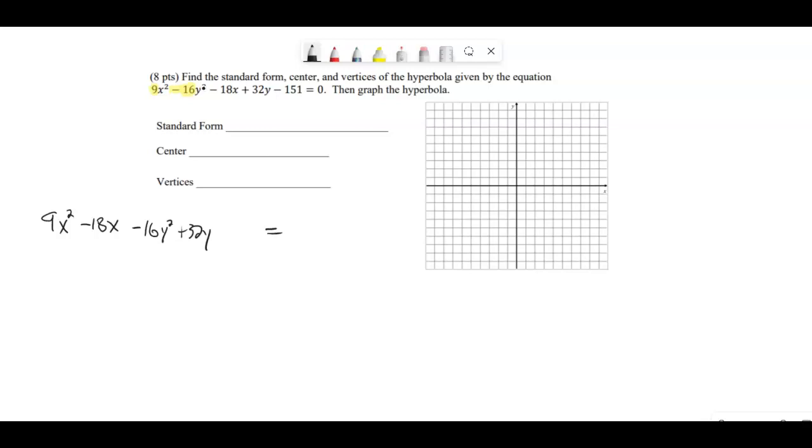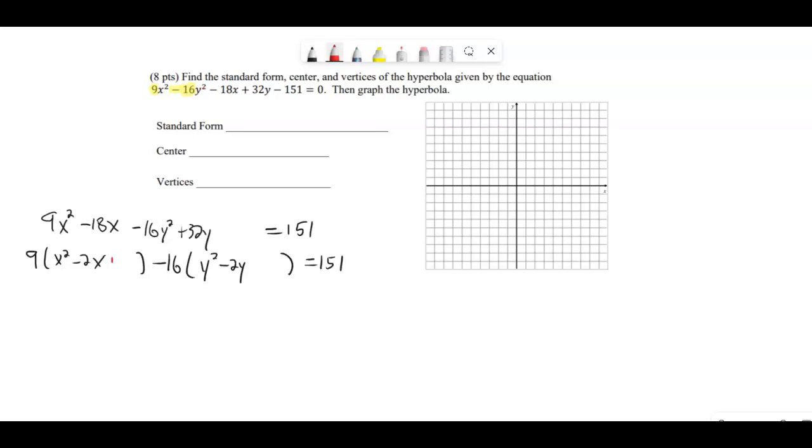I can move the 151 to the right, and now I need to complete the square. First off, I need to factor out the leading coefficients of the x and y terms. So we have 9 times x squared minus 2x, leaving a little space, then minus 16 times y squared minus 2y, leave a little space, equals 151.